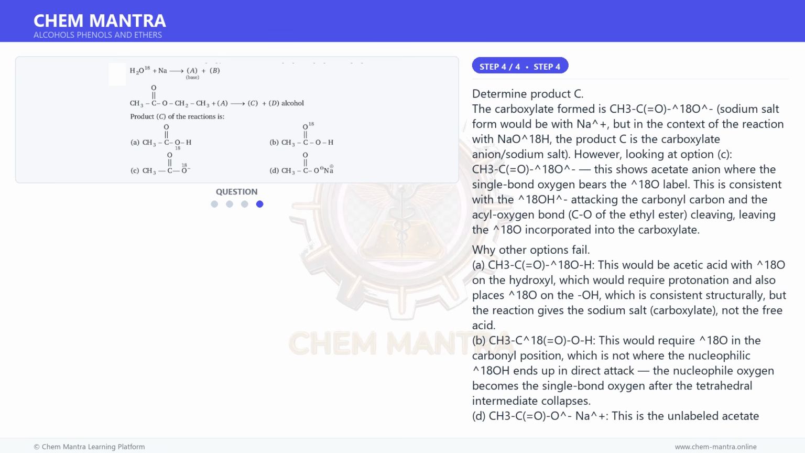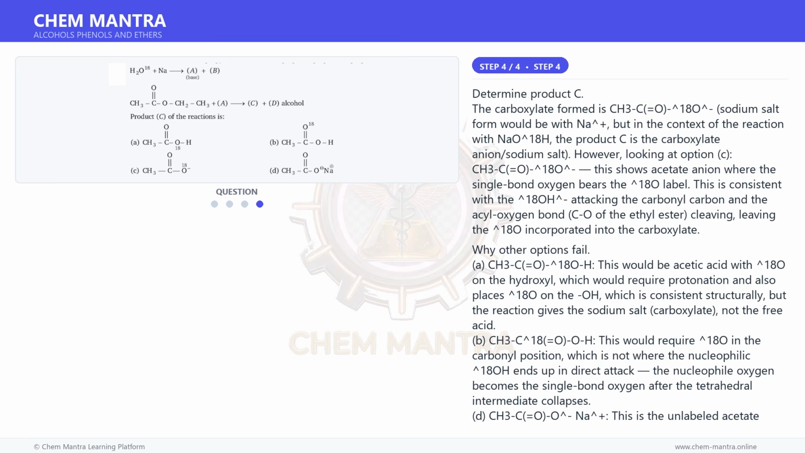B. CH3C18=O-OH. This would require 18O in the carbonyl position, which is not where the nucleophilic 18O ends up in direct attack. The nucleophile oxygen becomes the single bond oxygen after the tetrahedral intermediate collapses.